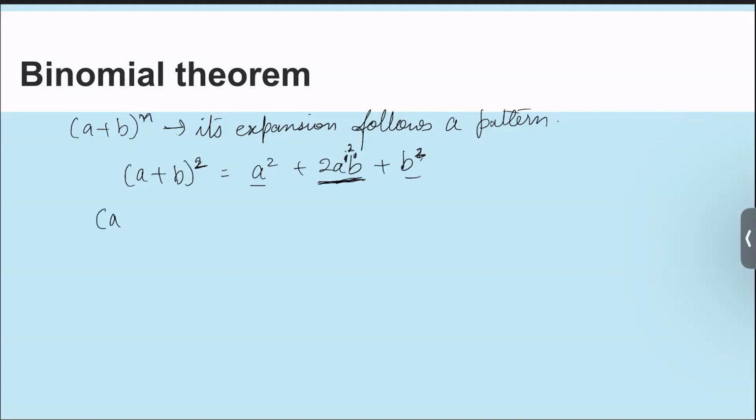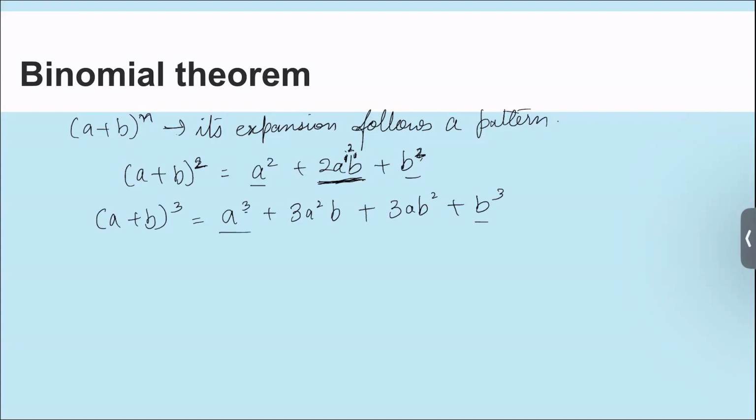Now, if you see a plus b the whole cube, that is a cube plus 3a squared b plus 3ab squared plus b cube. The first and the last term have the same indices as the expression that we are trying to expand. But in the second term and the third term, if you add up the powers given to the variables, so a squared and b raised to 1, if you sum it up it is 3. And similarly, a and b squared, this is 3.